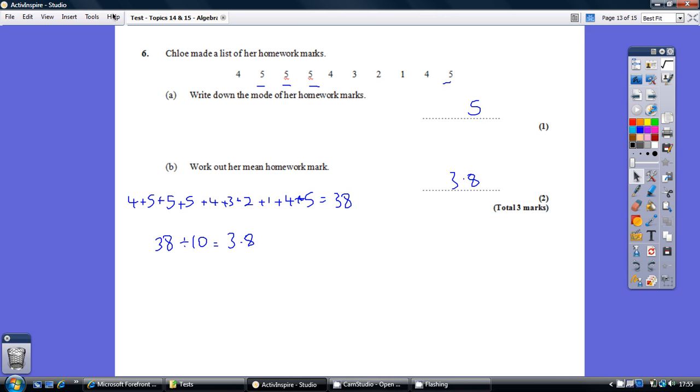Okay, so this is where you've got a list of numbers. So the mode means the one that's there most often. What's there most often? It's the 5, because it's there on 4 occasions.